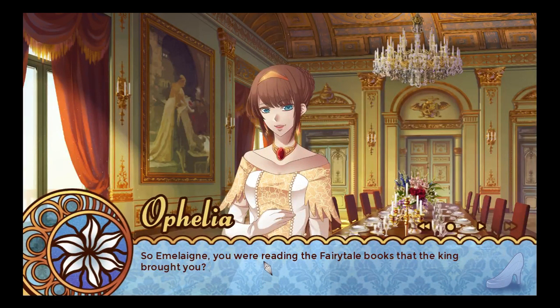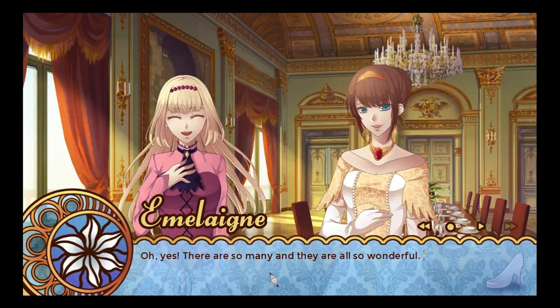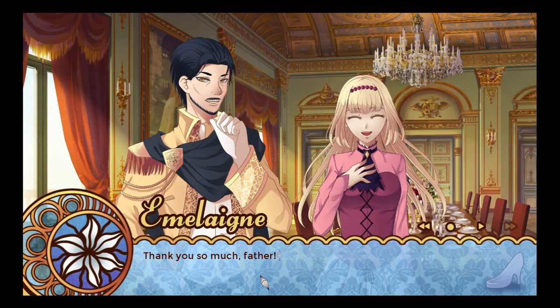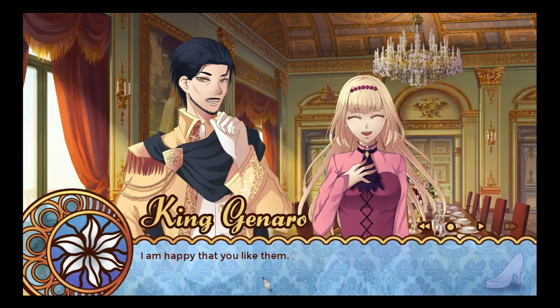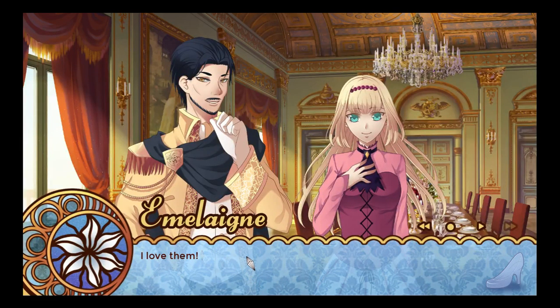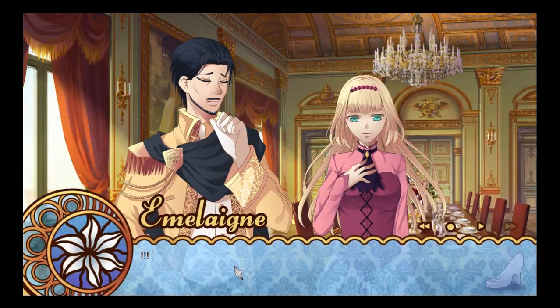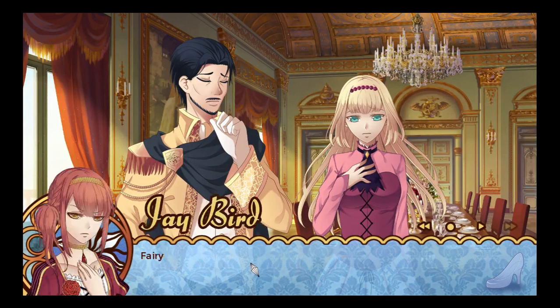So, Emmeline, you were reading the fairy tale books that the king brought you? Oh, yes! There are so many, and they're all so wonderful. Thank you so much, Father! I am happy that you like them. I love them! It's so strange that the library didn't have any of them to begin with. That is because Mother hated them. She had all the books burned. But why? They are such charming stories!